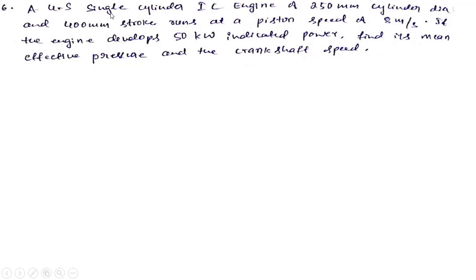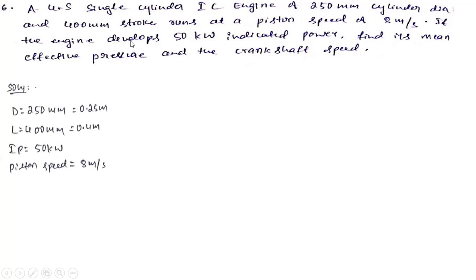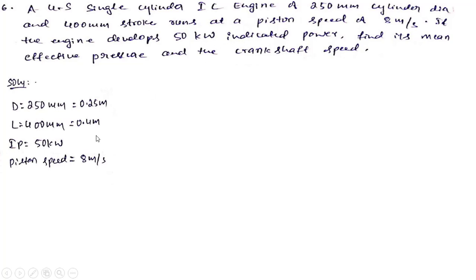Look here, it's a 4-stroke single cylinder IC engine and 250 millimeter cylinder dia. The bore is 250 millimeter, converted into meter, that is 0.25 meter, and 400 millimeter stroke length, that is 0.4 meter. It runs at a piston speed, which is given as 2LN. I think you can remember the formula for piston speed. 2LN is given as 8 meter per second. The engine is developing 50 kilowatt indicated power, and we must find its mean effective pressure Pm and the speed of the engine, that is uppercase letter N.